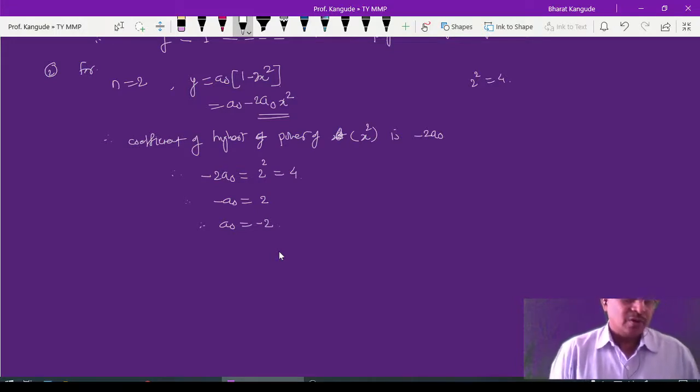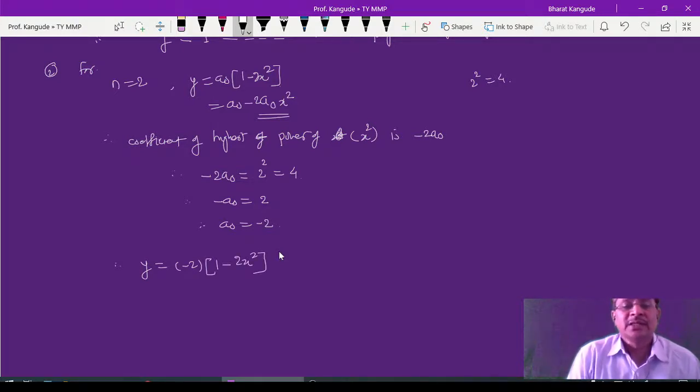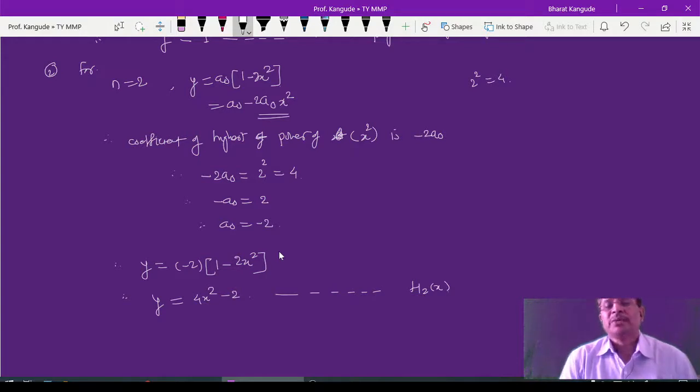So I'll get a0 is equal to minus 2, and therefore replace a0 in our equation, and I'll get y is equal to minus 2 into the bracket 1 minus 2x square. So rearranging this, taking the 2 inside, minus minus becomes plus, so it is 4x square minus 2. And this is my Hermite polynomial H2(x).